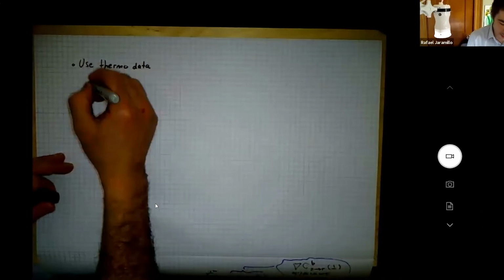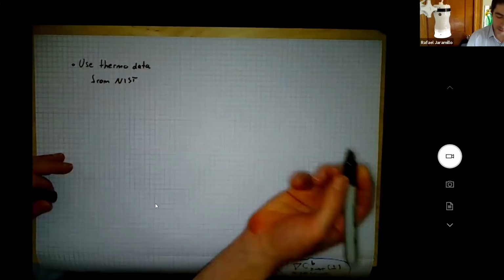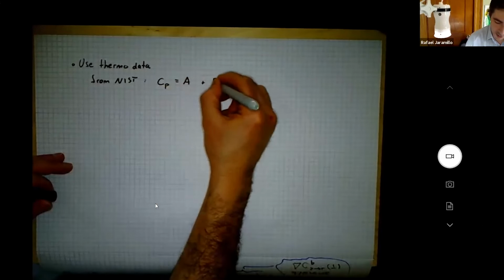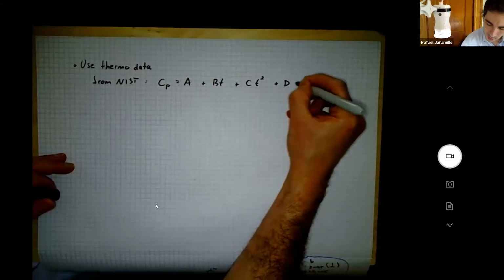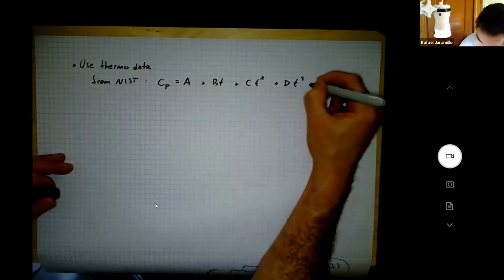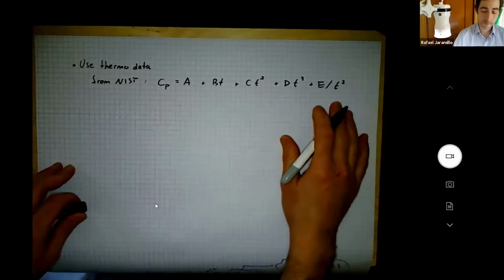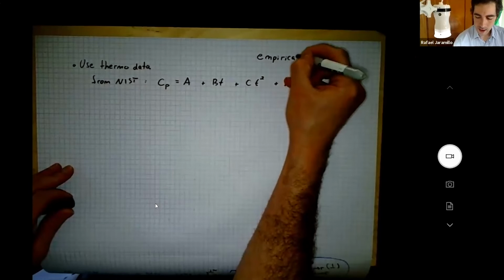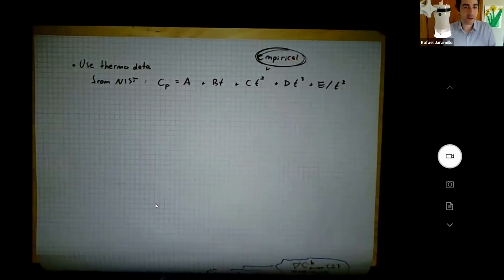All right, from NIST. NIST gives it to us in this form: Cp equals A plus BT plus CT squared plus DT cubed plus E over T squared. This is the general form that NIST gives the data, and many other resources too, not just NIST. And if you're not sick of me saying it yet, you will be soon. This is empirical, right? This is not some sort of quantum first principles result.